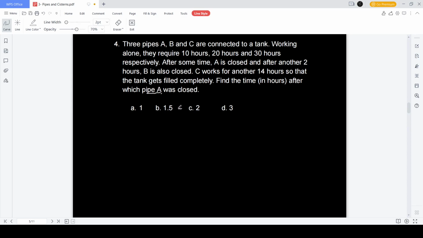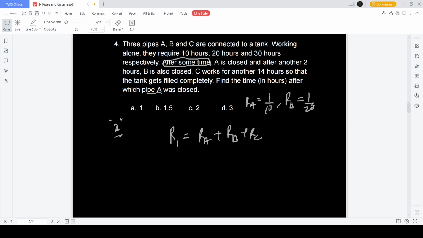Okay, so let's assume they worked after some time. We have to find out this some time. Basically, that's what it means. So let's assume that some time was x. If that some time was x, the rate at which all of them worked together was RA plus RB plus RC. From the question, RA is 1 by 10, RB is 1 by 20, and RC is 1 by 30.